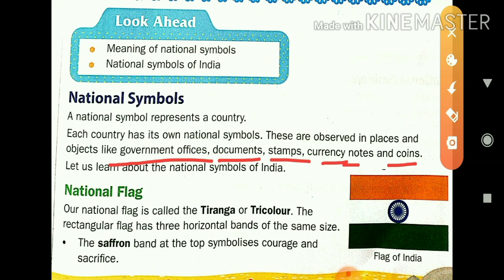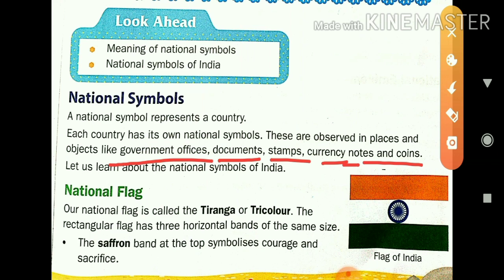Means on every government office that particular symbol is provided, then we can understand that it is a particular place's symbol. Suppose we are looking at the American flag, then we can understand it is of America. About documents, if we get any document and there is one symbol, then we can identify which office the document is from. About stamps also, a particular stamp is declared for a particular place.